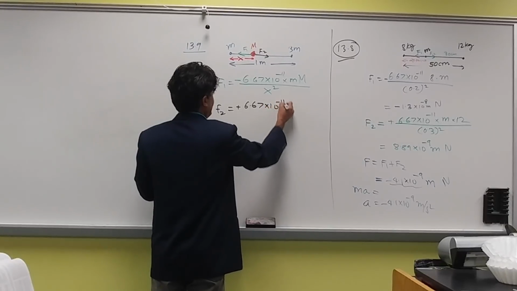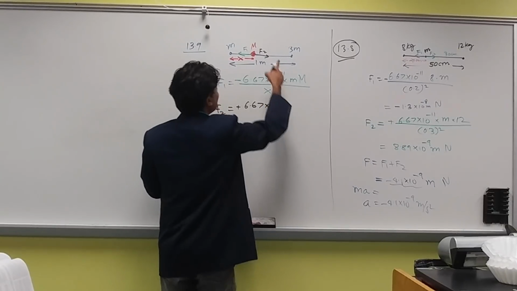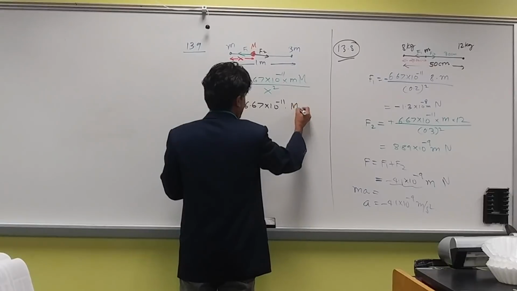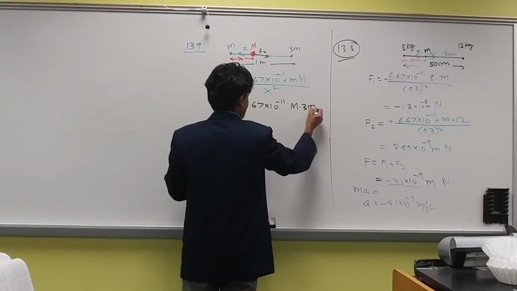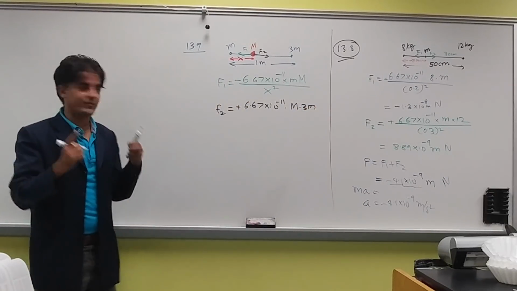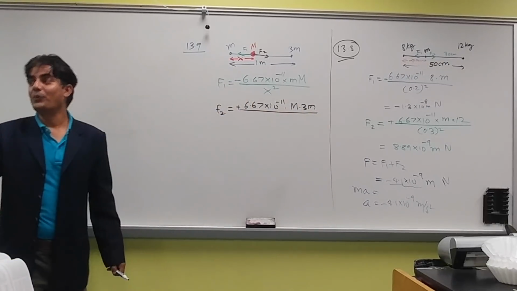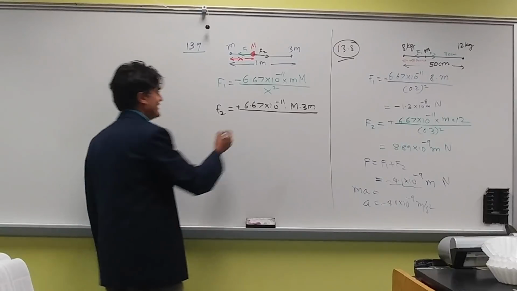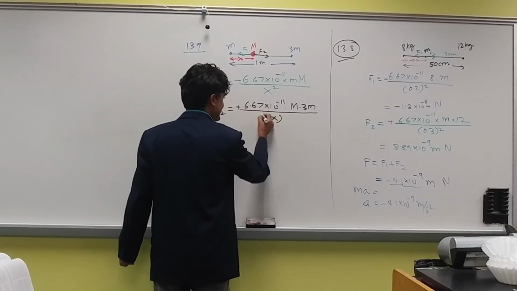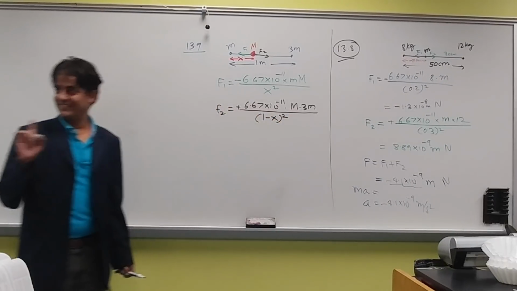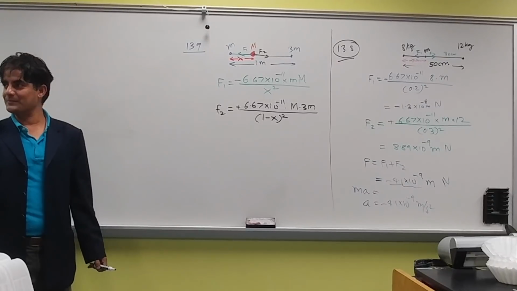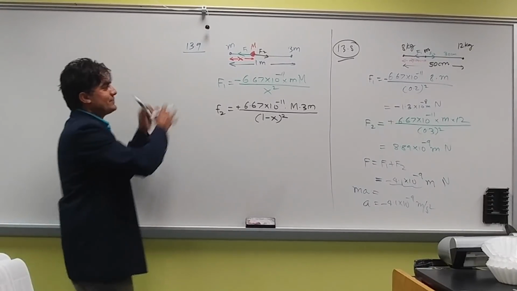6.67 times 10 to the negative 11 times m and then 3M, right? And 3M divided by what? 1 minus x, very good, yes, it is 1 minus x and then square. That's the clue. Alright? Now, simple algebra.